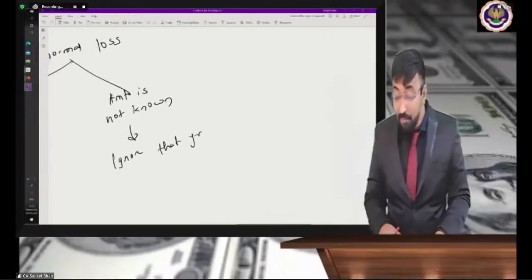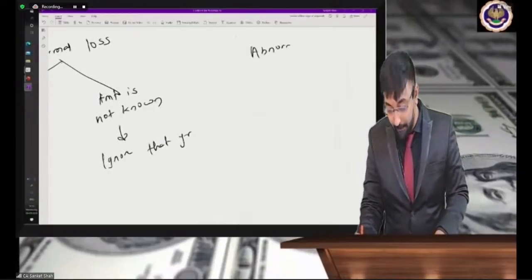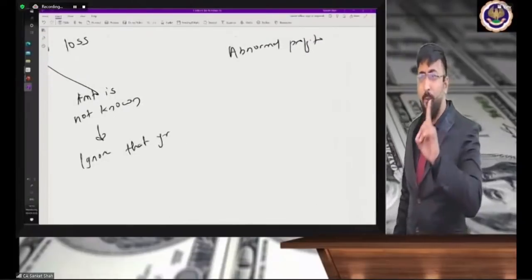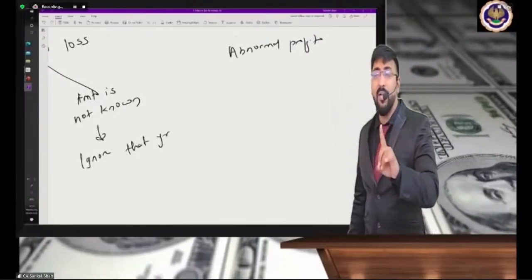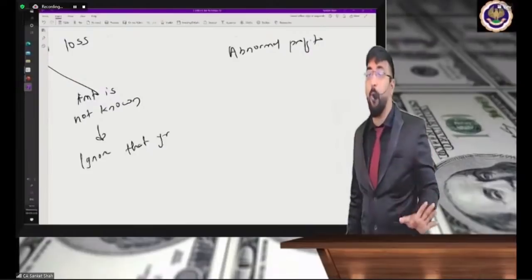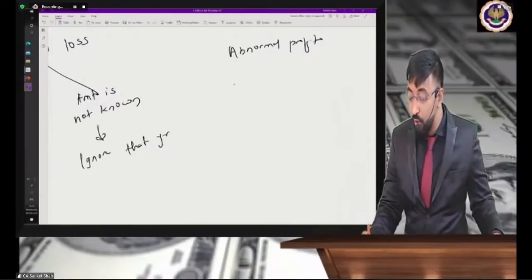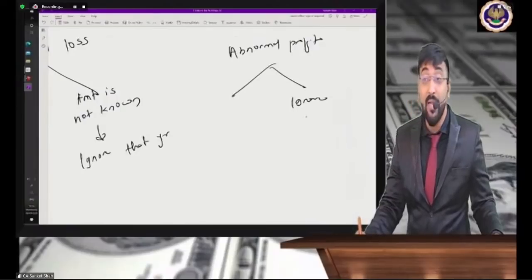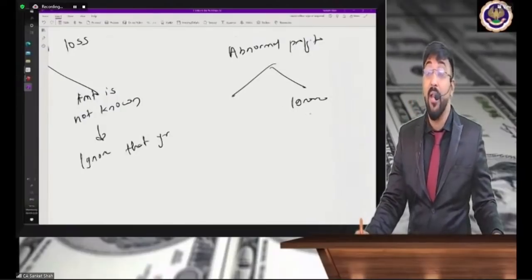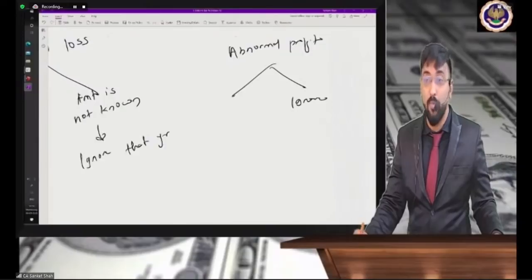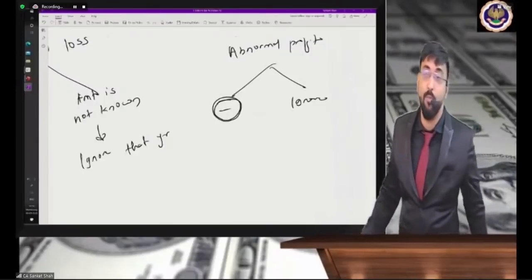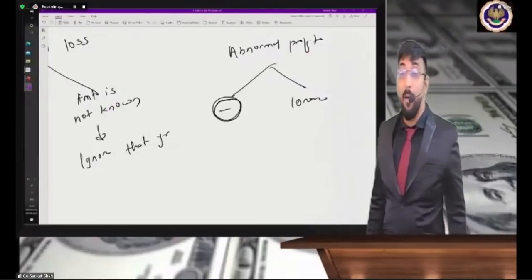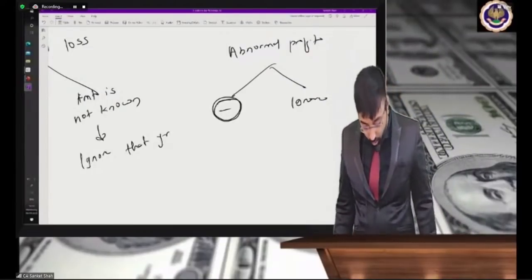And suppose if there is any abnormal profit, meaning you got one export order only for one time, and therefore you earned huge profit, so ignore that year. If you are not aware of that amount, ignore that year. And if the amount is known, what is the abnormal profit, you will deduct it from profit. And if the amount is not known, in that case ignore that year.